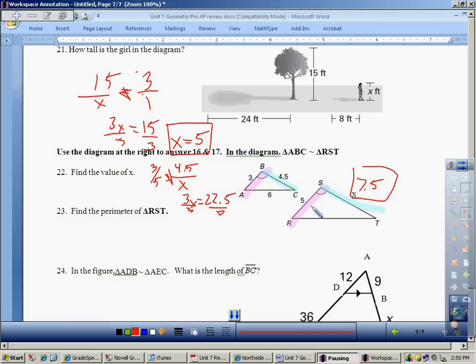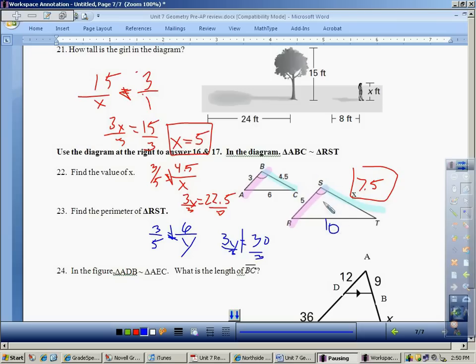I then need to find the perimeter of RST, so I need to set up one more proportion to find the missing side length. So I can do that using the same 3 to 5. AB is to RS as 6 is to RT. So my new unknown, I'll call this one y. And I have 3y equals 30, divided by 3, and this length would be 10.